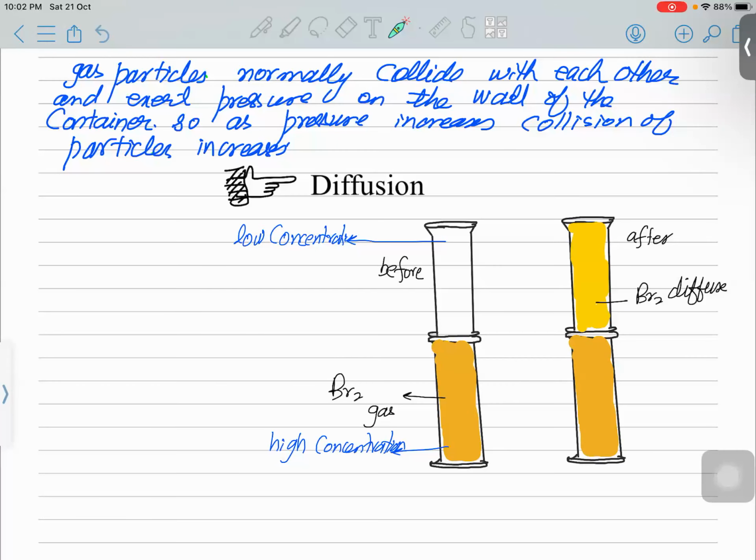Yes, sir. Sir, basically the Br2, bromine, travels because in one area there was higher concentration. Then the gas particles travel to the area of low concentration, from the higher region to the lower region. Right? Yes, sir.